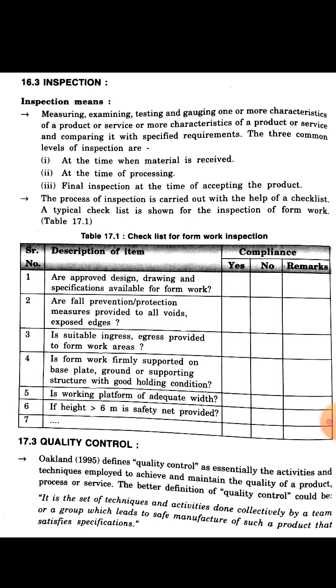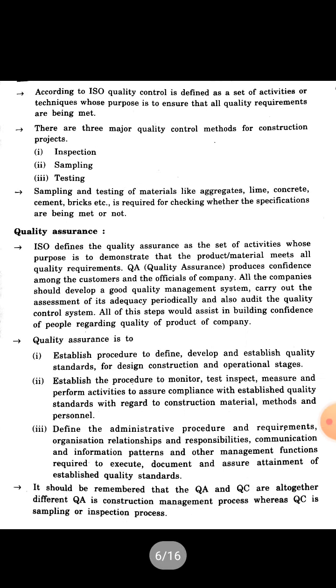So in a quality product, all the specific criteria are satisfied, and the product is made as per the given specification, so it is known as quality control. According to ISO, quality control is defined as the set of activities or techniques whose purpose is to ensure that all the requirements are being met. There are three major quality control methods in a construction project.